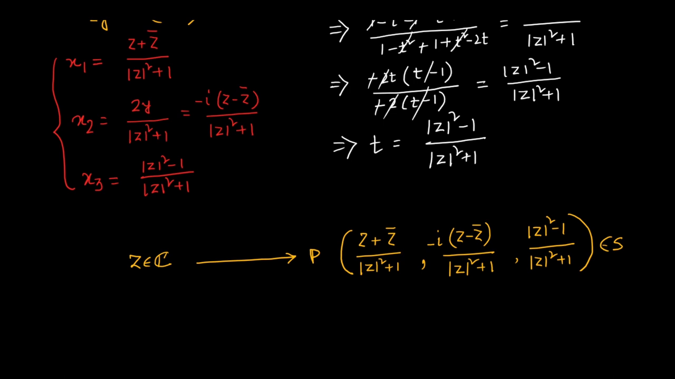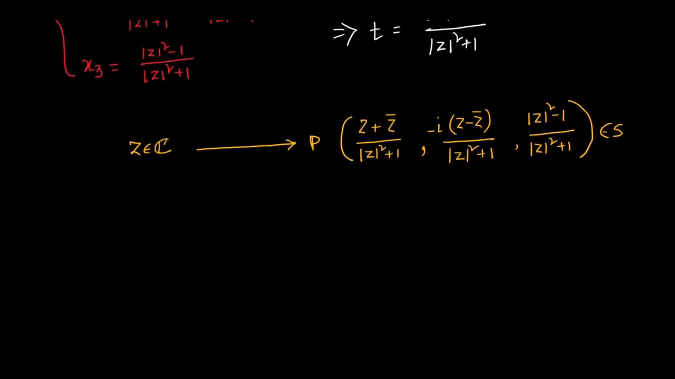Now, how to do the reverse thing? Meaning, if P is given to us, then how to find out z? So the question is now, if P, that is x1, x2, x3, is given, then how to find out z? Then what is z? So how can we do the reverse thing? This is again even simpler than this.